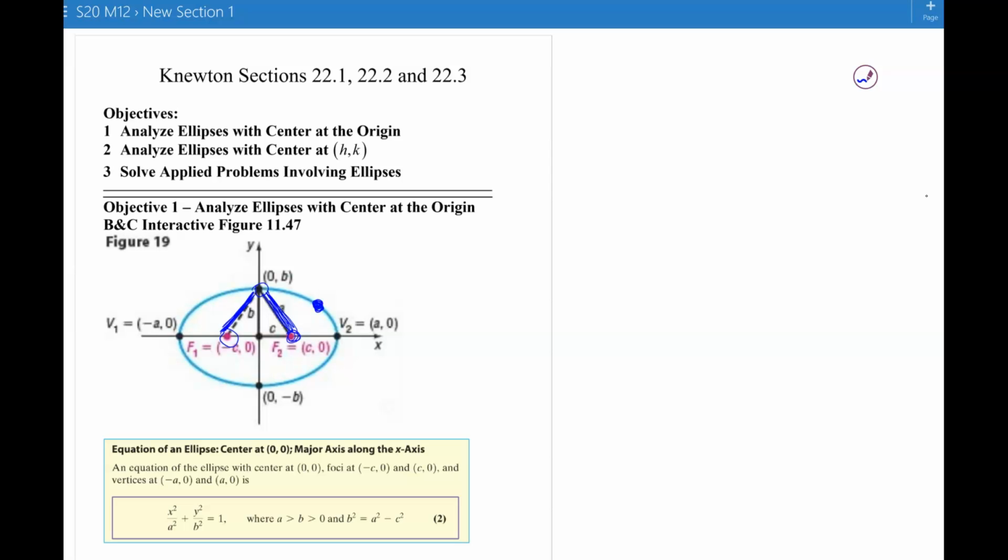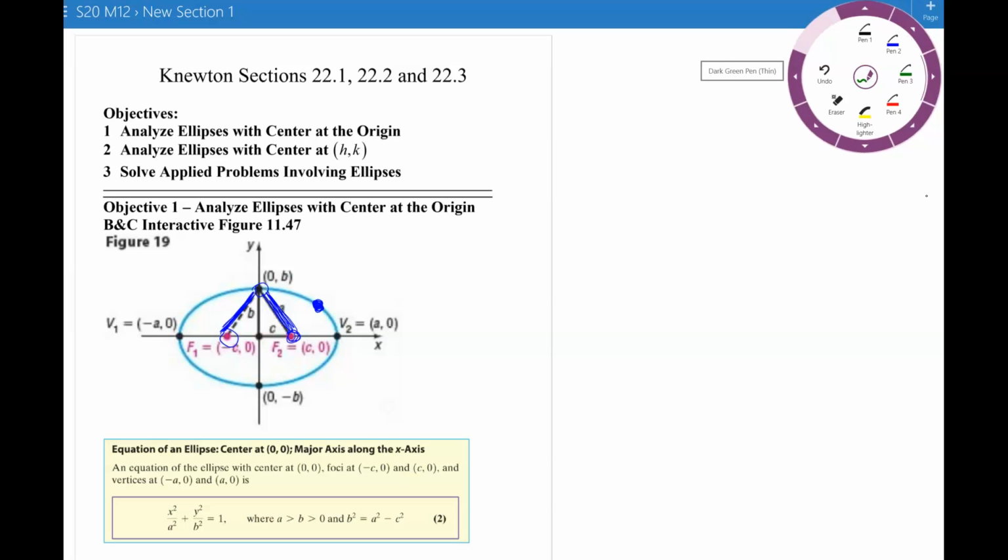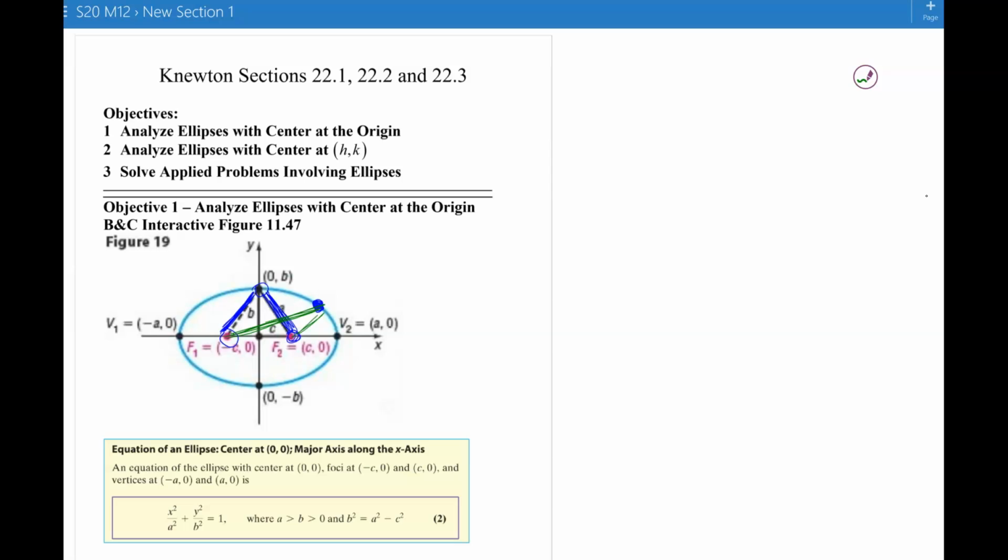So if I pick a different point and I do the distance from one focus to that point and the other focus to that point, and I add those two together, I'm going to get exactly the same number I got when I added the blue strings together. So that's the geometric definition of an ellipse: the set of all points such that the distance from that point to each of the focus points added together is a constant number.